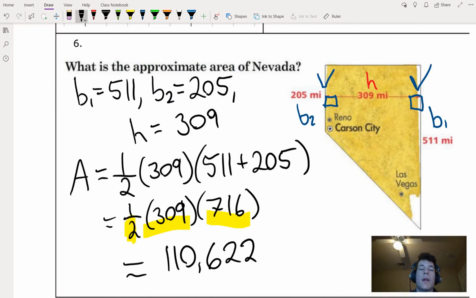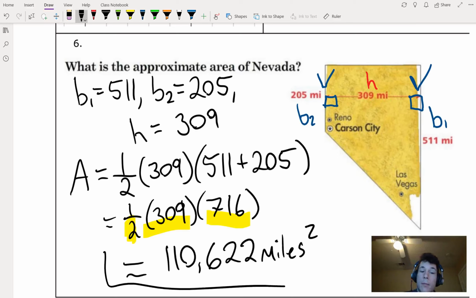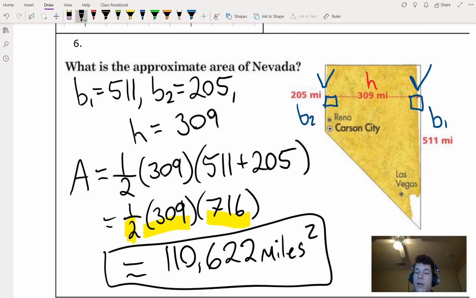And since my original unit was miles, my answer is going to be in miles squared. So 110,622 square miles is the area of Nevada.